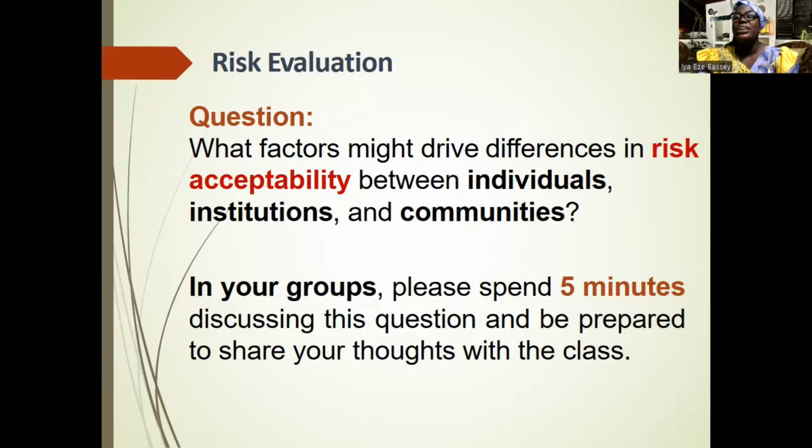So I want to ask you a fun question. What factors might drive differences in risk acceptability in individuals, in institutions, in communities? I want you to take some time. You can pause the video, sit down and think about what factors might drive differences in risk acceptability between individuals, institutions, and communities. Begin to type it down in the comment section.